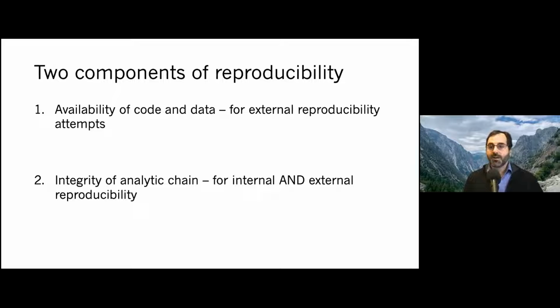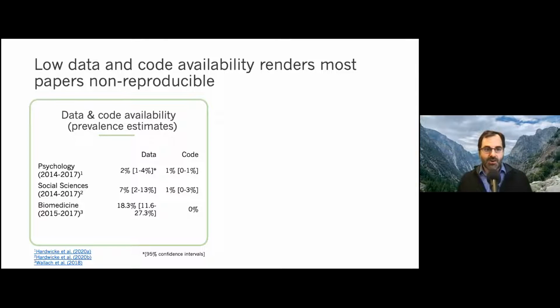But the second part is we also want to check whether that analytic chain has some integrity to it. So in some sense, the transparency, the availability of the materials, is a first step only. And the second step is really checking the integrity of that chain. So the first thing I want to mention here is that the low availability of data and code renders most papers non-reproducible by external folks.